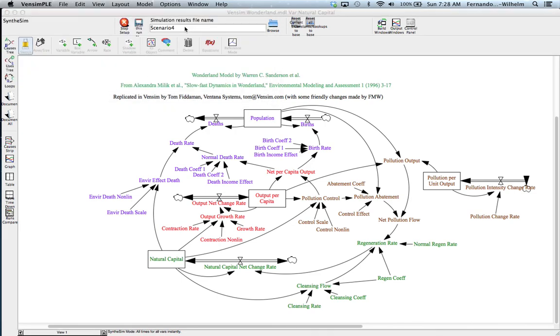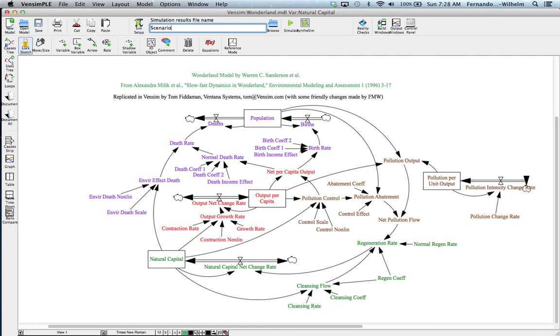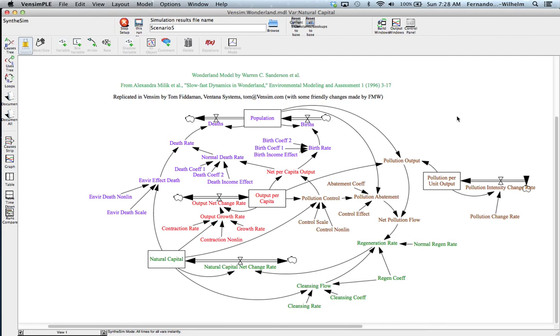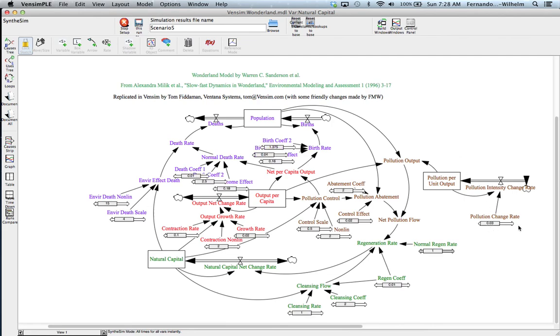If you run a scenario 5, if you wish, let me just change this to scenario 5. And if you do a synthetic simulation here, you might be able to tweak. So now you have all these knobs. I encourage you to really try to push these knobs and see what the results are on the graphs on the right.